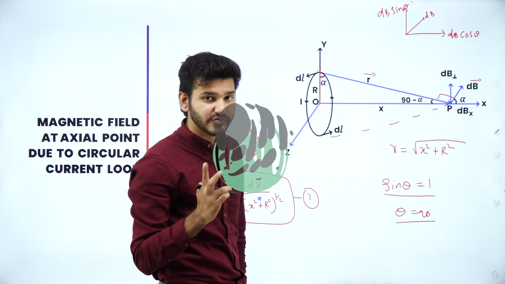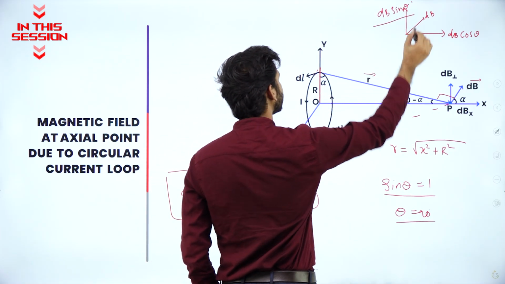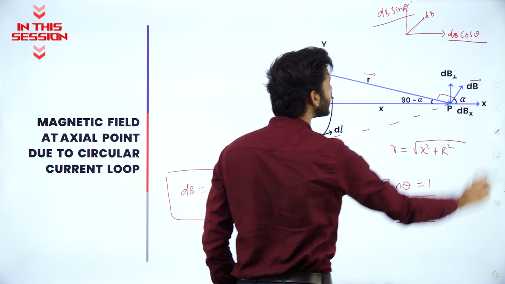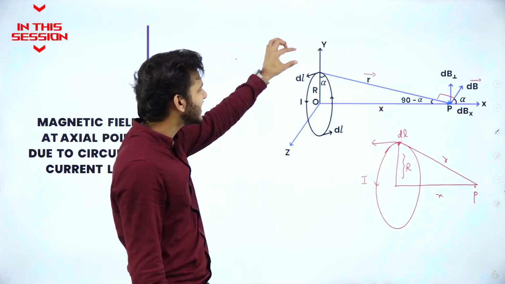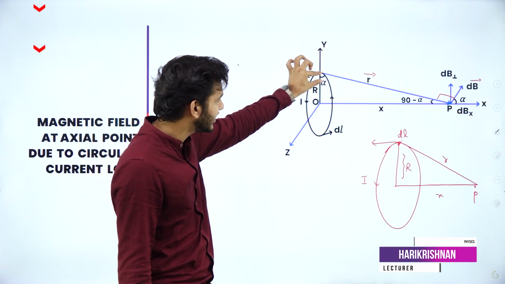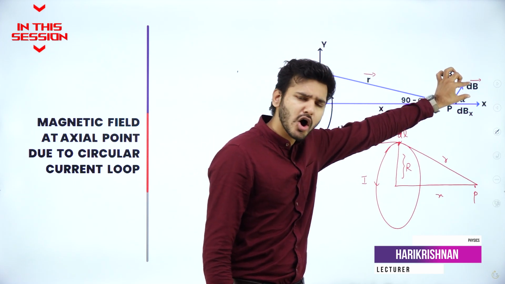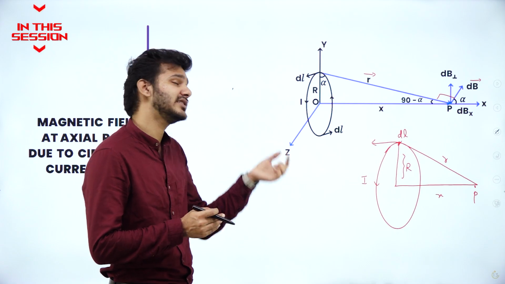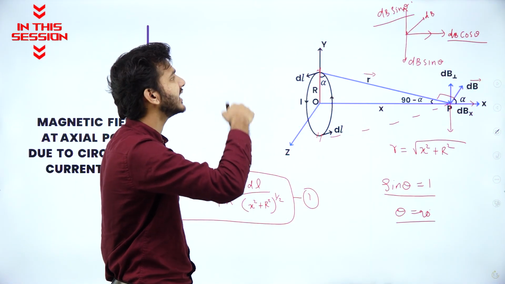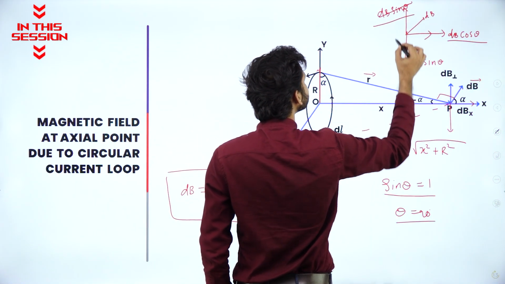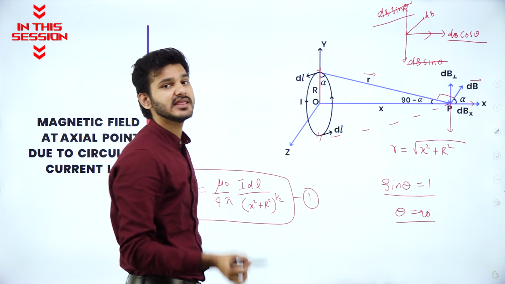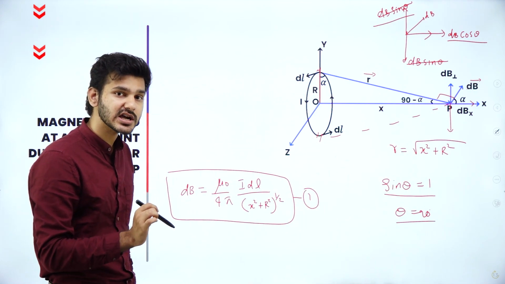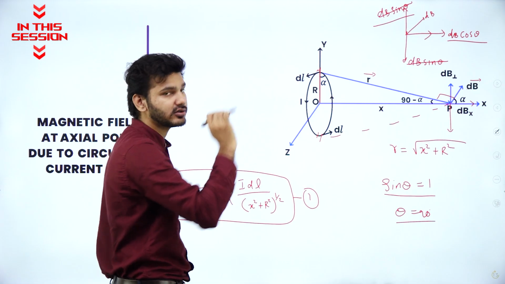So we will get two vectors. The perpendicular component will be dB sine theta and the horizontal component will be dB cos theta. We are taking a small line element here and we are finding out the small magnetic field due to that small line element. That is why it is small dB. The vertically opposite sides, that is the y components, cancel each other out and there will only be the horizontal components, which is dB cos theta.